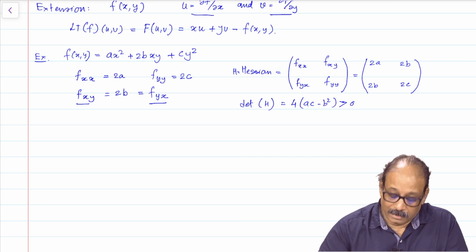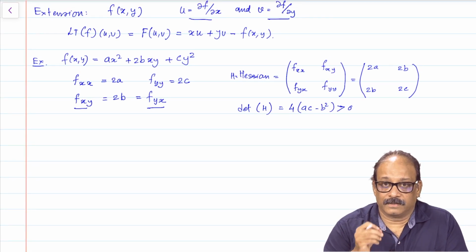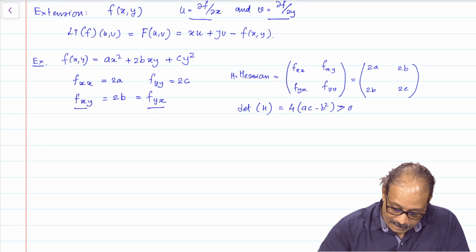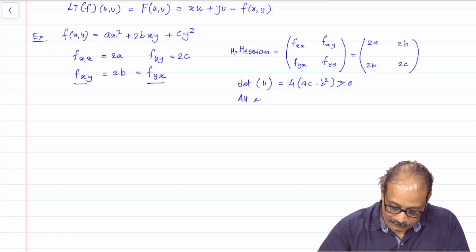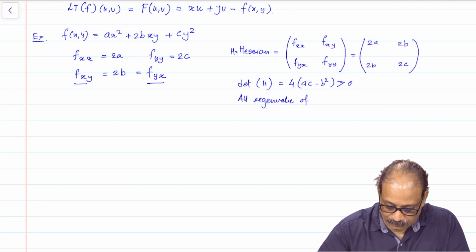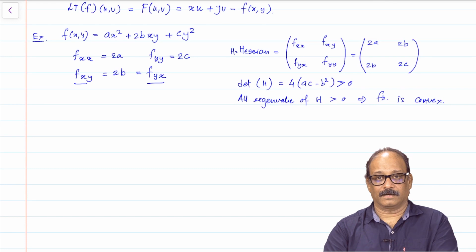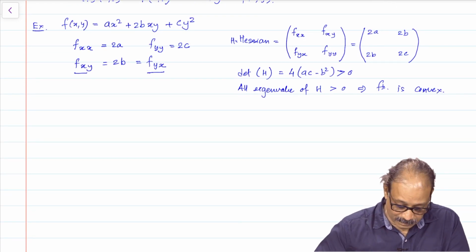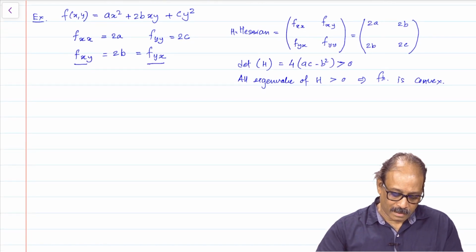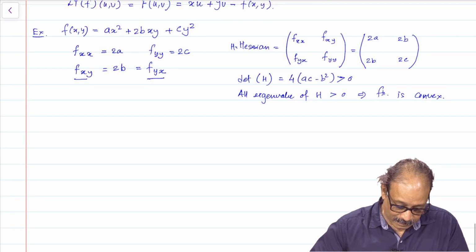If they are real, then you look at each one of those eigenvalues, all eigenvalues of H must be greater than 0. Then the function is said to be convex. Okay. So, this is a rigorous definition of convexity. Now, we can calculate this.